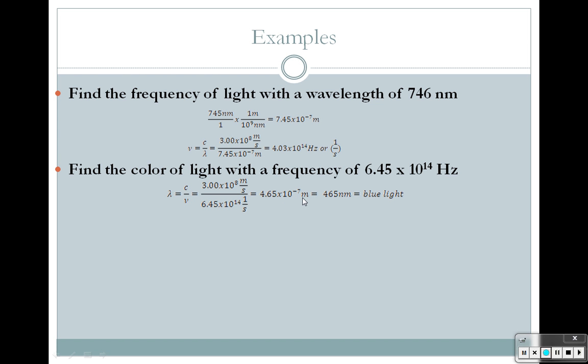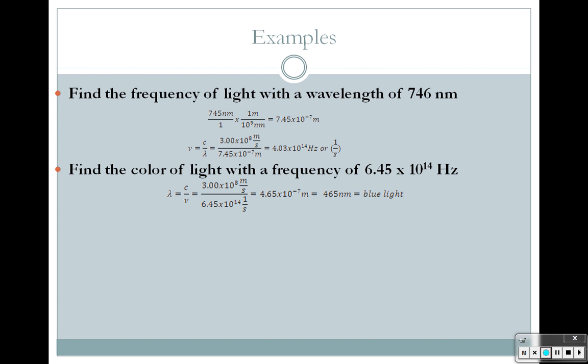When we're talking about color, we're talking about the visible spectrum, which we talk about in nanometers. So if you convert that, that then gives you 465 nanometers. If you go back to the slide, or in fact in your book, look at the visible spectrum, you'll see that 465 nanometers corresponds to blue light.